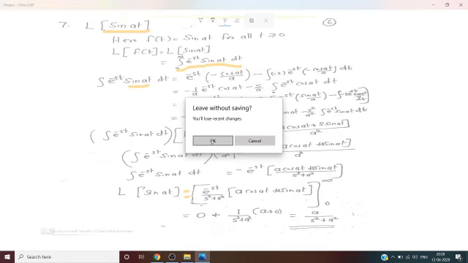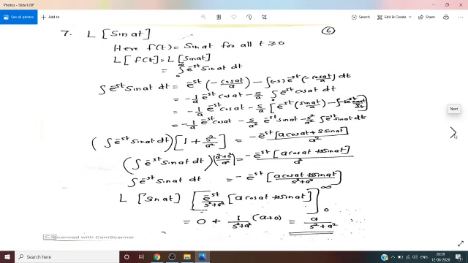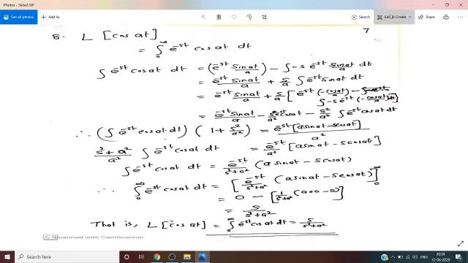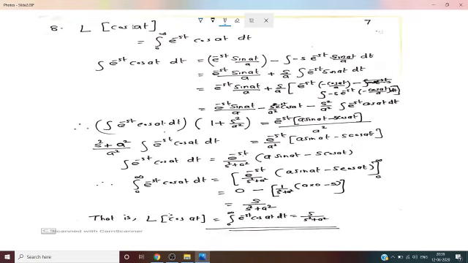Now we can find the Laplace transform of cos a t. Similarly, Laplace transform of cos a t equal to integral 0 to infinity e raised to minus st into cos a t dt. First function is e raised to minus st and second function is cos a t. Then integral is first function into integral of cos a t, that is sin a t by a, minus integral of the derivative of e raised to minus st, that is minus s e raised to minus st into integral of the second function cos a t, that is sin a t by a dt.